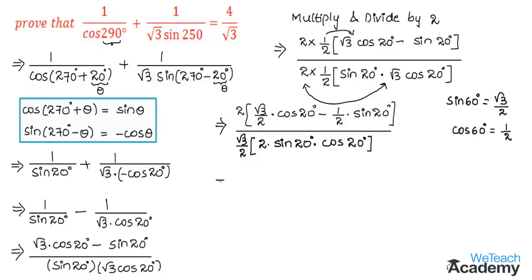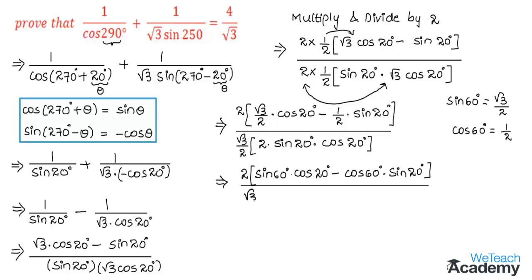By replacing these values in the numerator, we get 2 into root 3 by 2, which can be written as sin 60 degrees, into cos 20 degrees, minus 1 by 2, which can be written as cos 60 degrees, into sin 20 degrees, divided by the denominator, which is root 3 by 2 into 2 sin 20 degrees into cos 20 degrees. This is in the form of 2 sin A into cos A is equal to sin 2A. By using this formula, we get sin 2 times A, which is 20 degrees here. So we get sin 2 times 20 degrees.